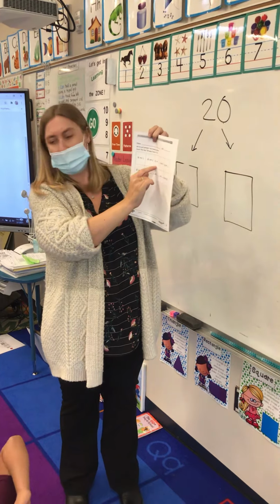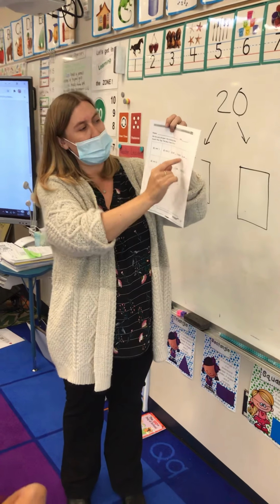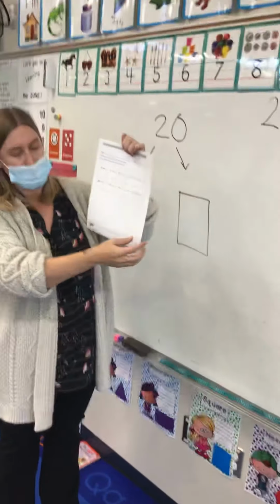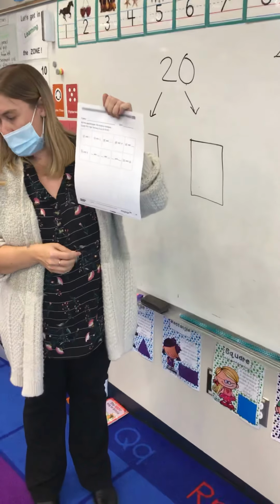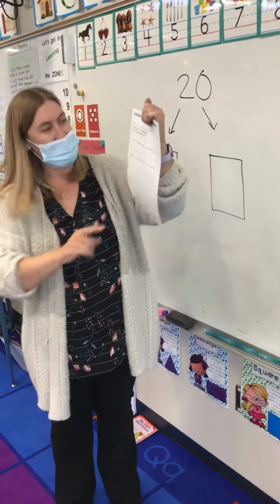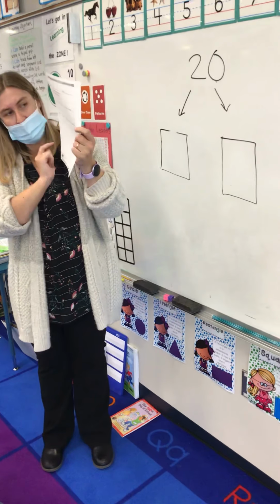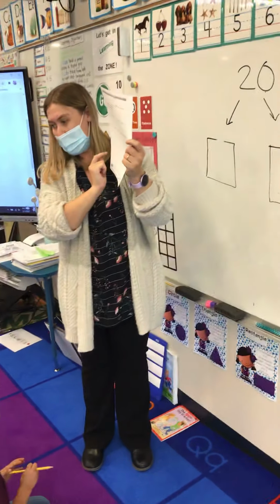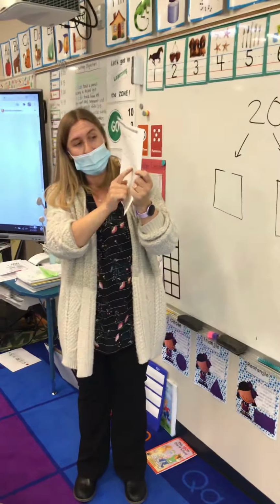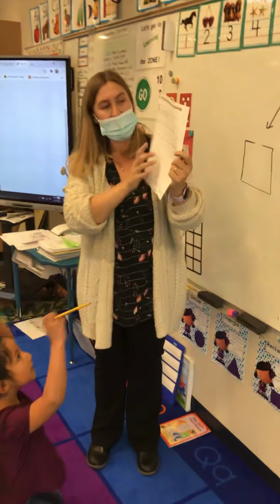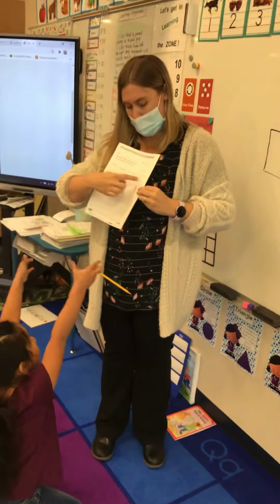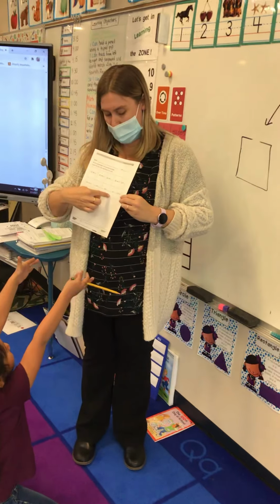10 and 3 is 13. 10 and 4 is 14. 10 and 5 is 15. 10 and 6. 10 and 7. 10 and 8 is 18. 10 and 9 is 19. It goes right in a row. So it wants you to fill those in and write the number.